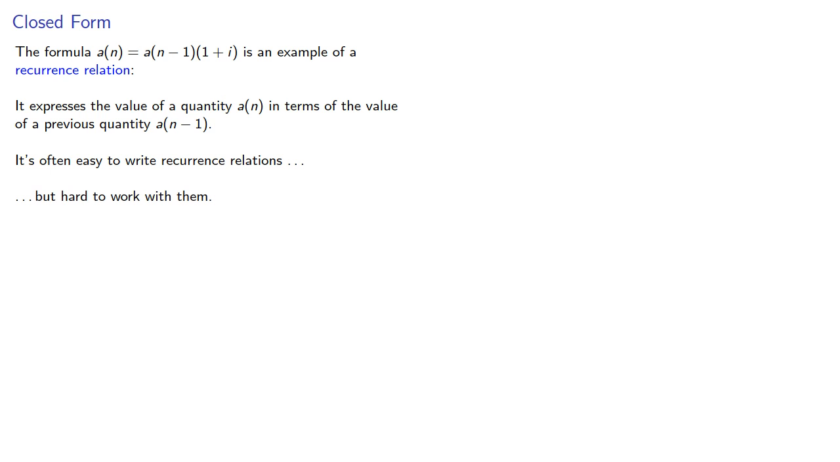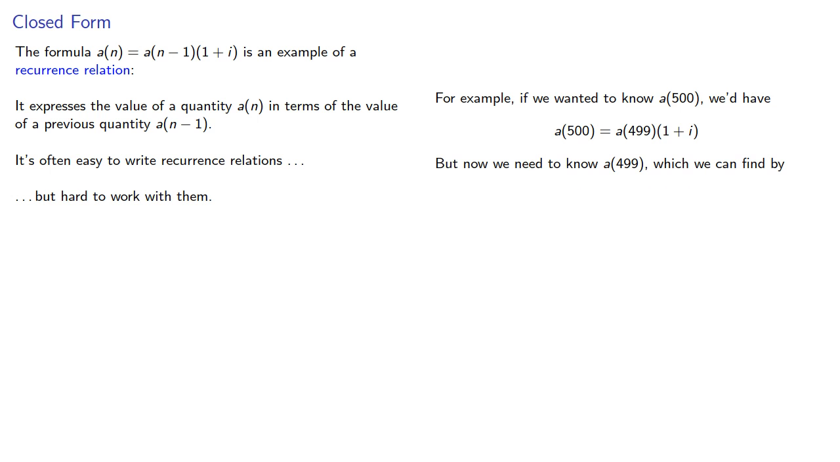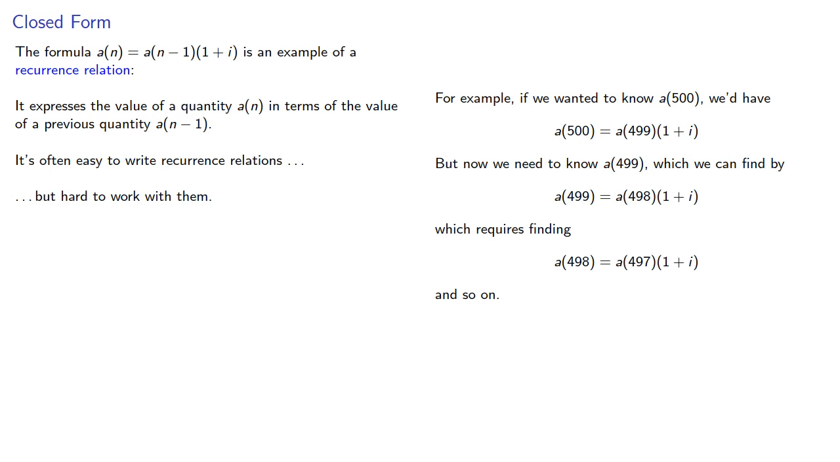For example, if we wanted to know a of 500, we'd have our recurrence relation, a of 500 is a of 499 times 1 plus I. But now we need to know a of 499. Well, we can find that by using our recurrence relation, because a of 499 is a of 498 times 1 plus I. But now we need to find a of 498, which is a of 497 times 1 plus I, and so on.